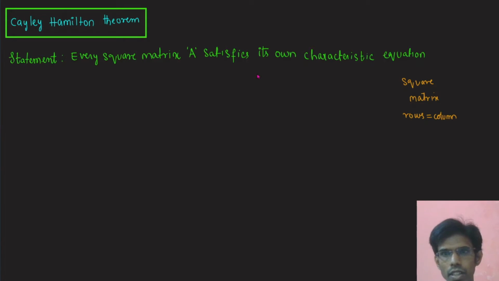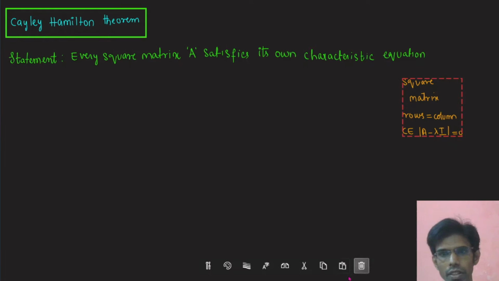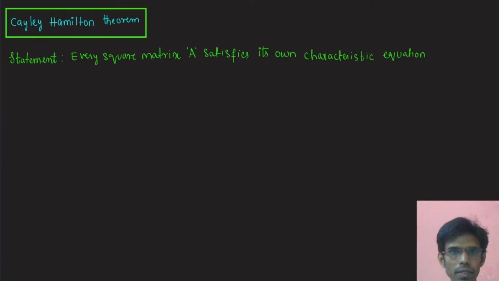Its characteristic equation will be given by the determinant of A minus lambda I equal to 0. That will be the characteristic equation. Now we prove this Cayley-Hamilton theorem in this class. So let us see the proof for this.